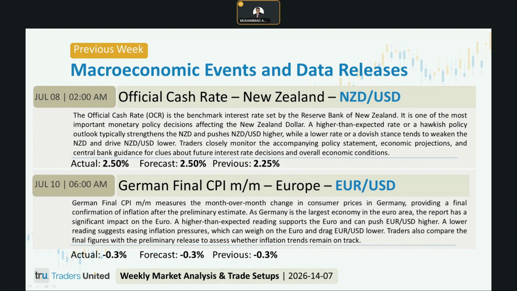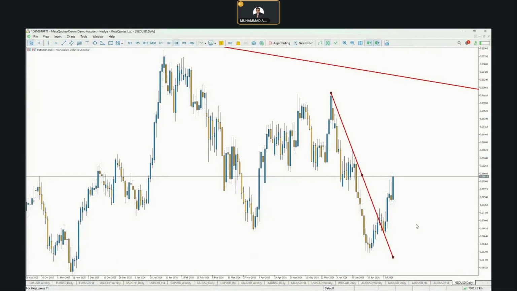Although the decision matched expectations, currency markets reacted positively to the overall policy outlook and broader market sentiment. Following the initial reaction, traders continued to monitor future Reserve Bank of New Zealand guidance, inflation data, US economic releases, and global risk sentiment for confirmation of the broader trend. Now, as far as the market outlook is concerned, the short-term bias is obviously bullish in NZD USD currency pair.